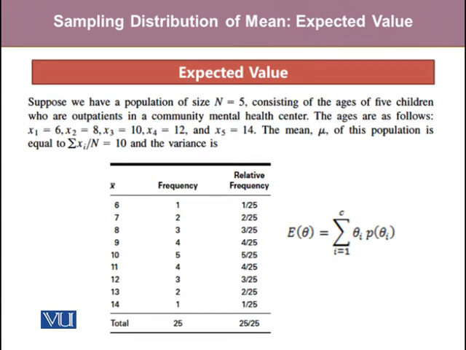Our goal is to calculate its expected value, and we know that the expected value of any estimate will be equal to the summation of the estimate multiplied by the chances of its occurrence, which is the probability of theta i. And in this distribution, the relative frequency will play the role of P of theta i, which could be written as P of x bar.